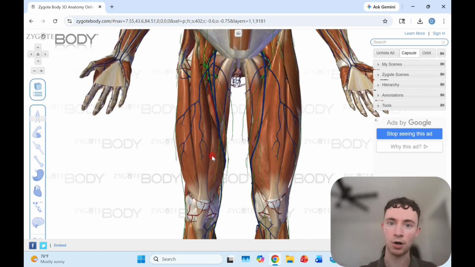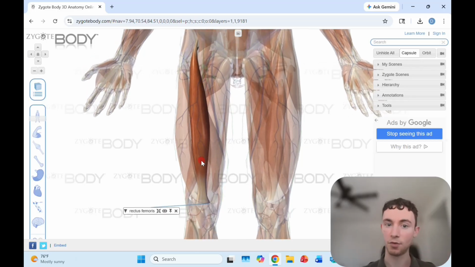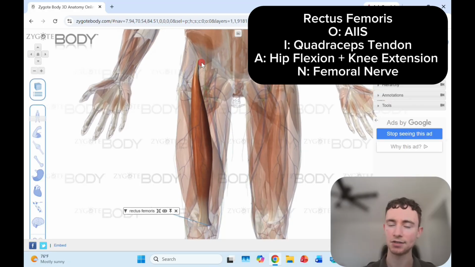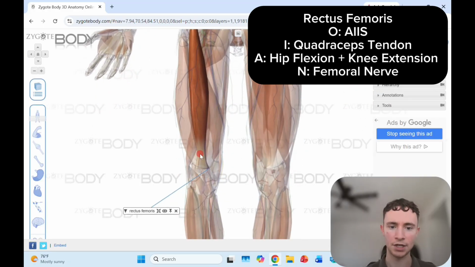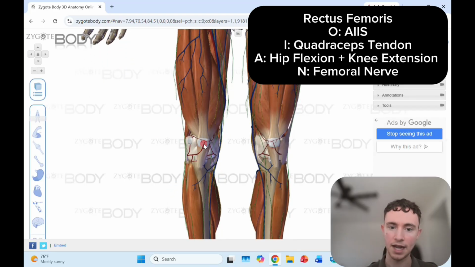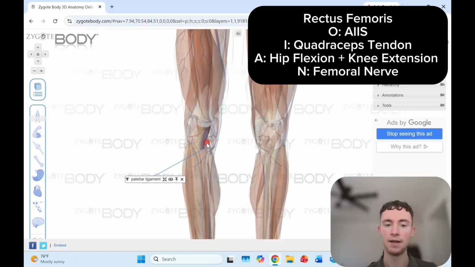Next up, we'll move on to our quadricep muscles. They're named the quadricep muscles because there are four of them. Our first one on the list is the rectus femoris, or the rec fem, right here. This starts on the AIIS, or the anterior inferior iliac spine, and then comes down to form the common quad tendon, which attaches to your patella, or your kneecap, and then continues down to the tibial tuberosity of your tibia to produce knee extension.